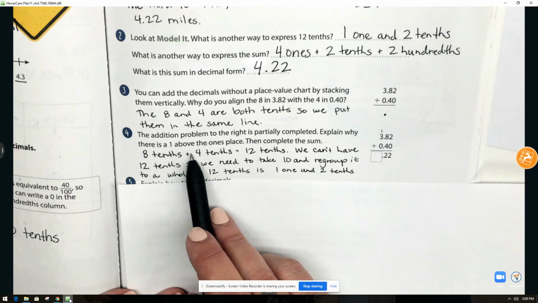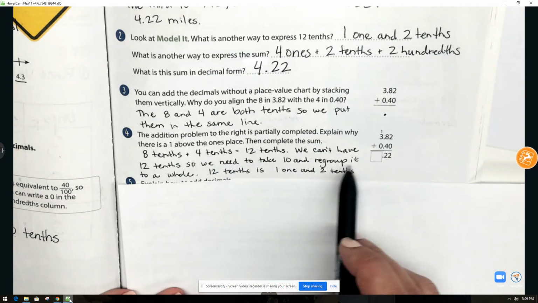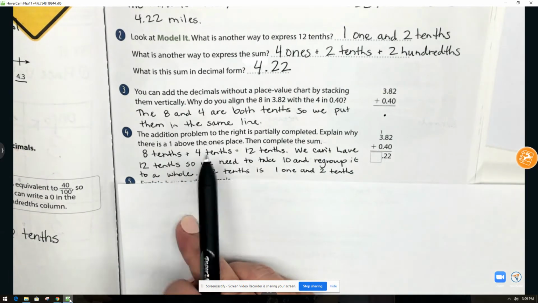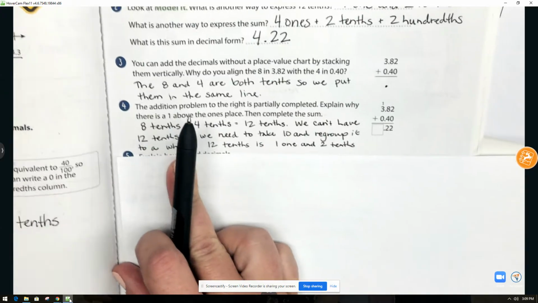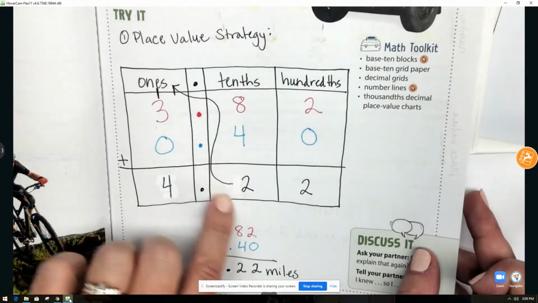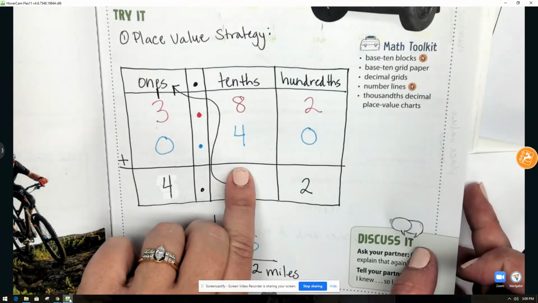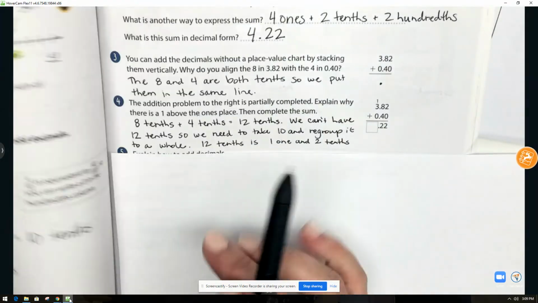Well, we know that 8/10 plus 4/10 equals 12/10. We can't have 12 in the tenths place. Remember how I showed you that? Well, we had to erase it. Well, not erase it, but we had to white it out because we can't have 2 numbers in the tenths place. And so we can't have a 12 there.